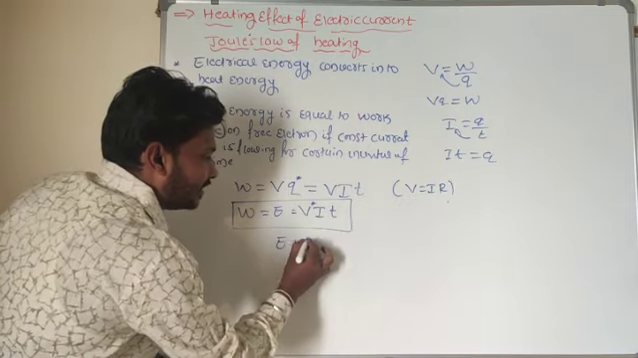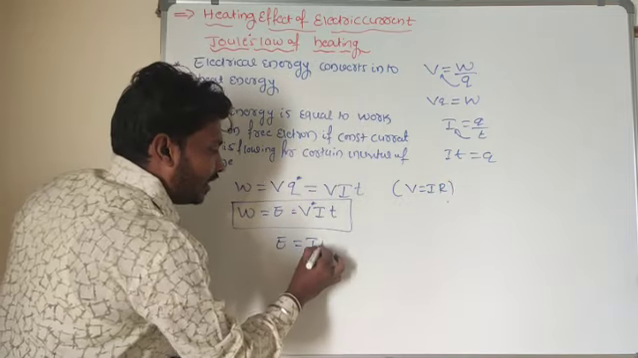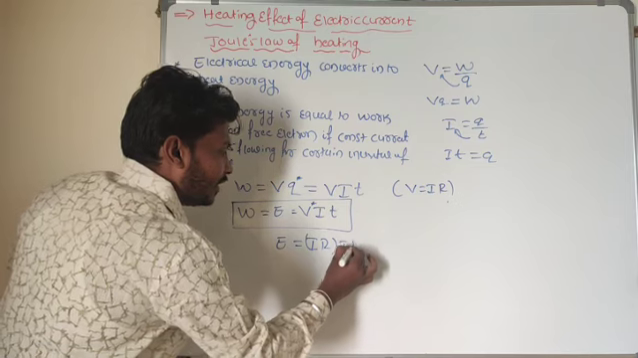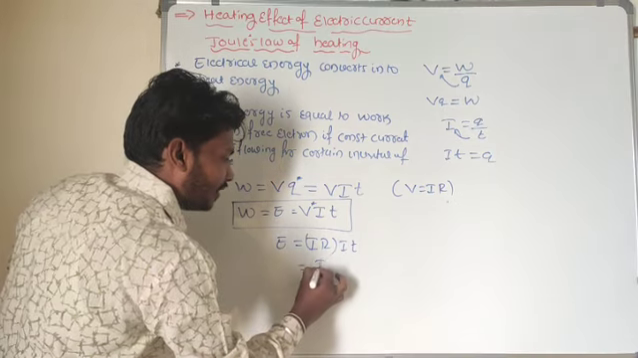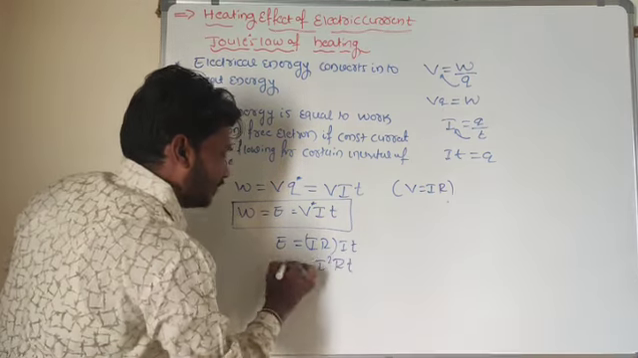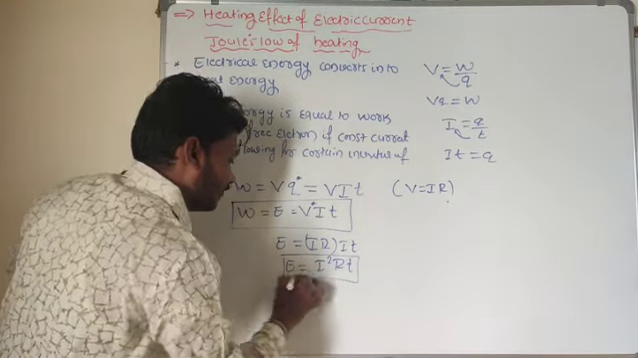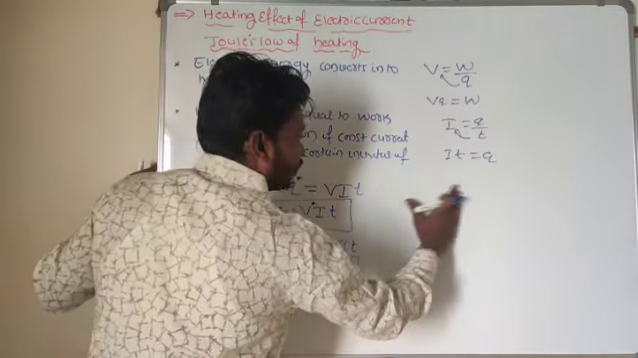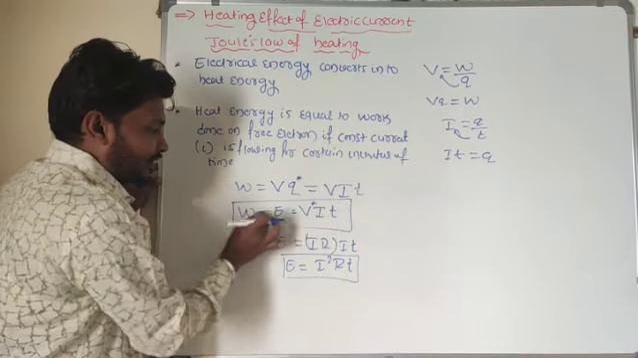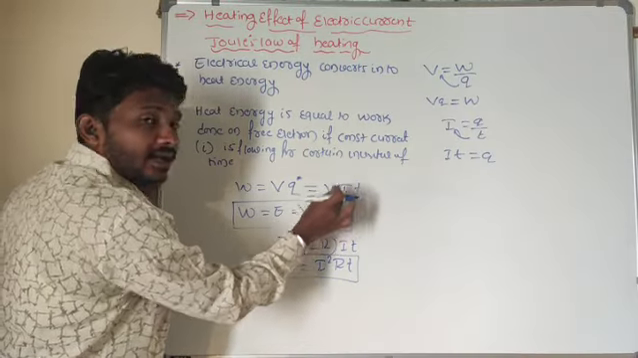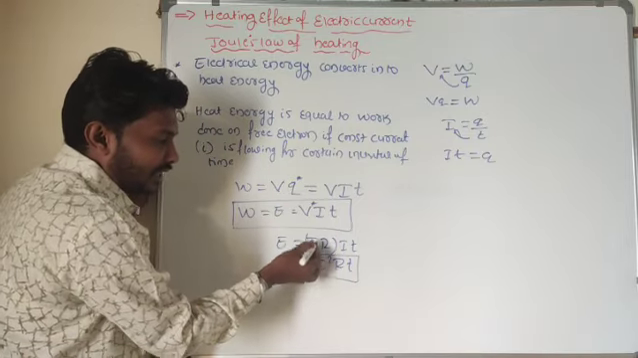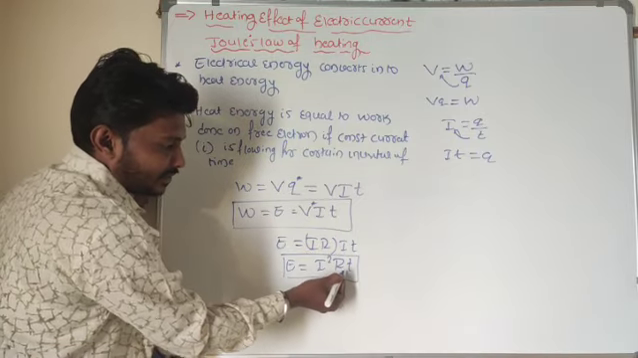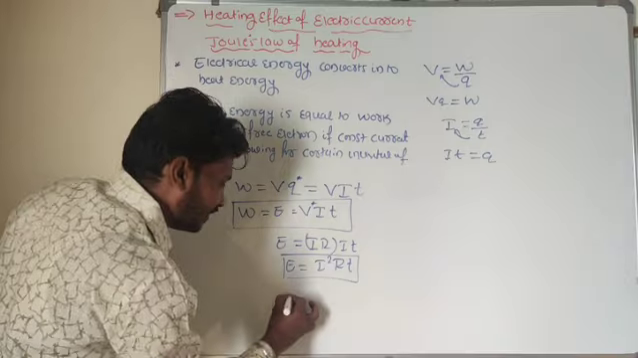So wherever V is there, I will take it as I into R into I into T. I into I, what? I square R into T. What is one more form for that electrical energy? That is I square R into T here. So from Ohm's law, I got this equation: energy is equal to V into I into T, where V is nothing but I into R. So if I do like so, I square R into T. One more form I can write here.